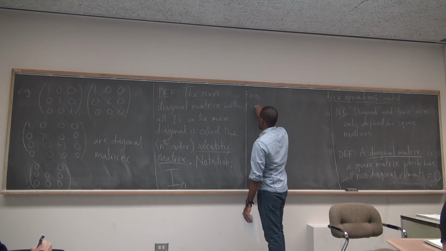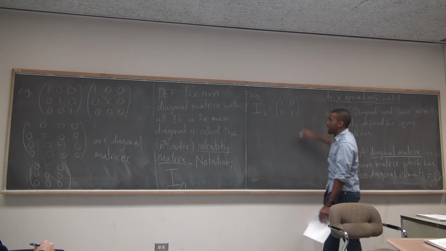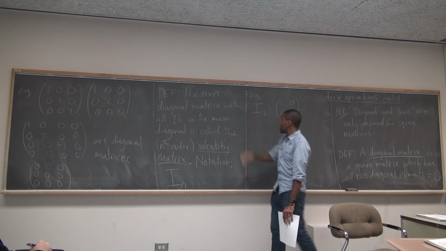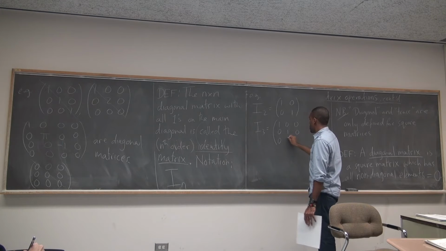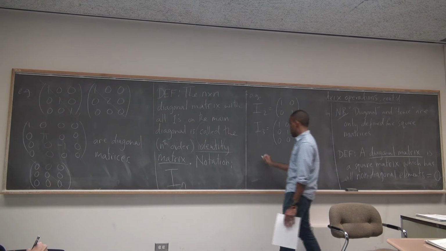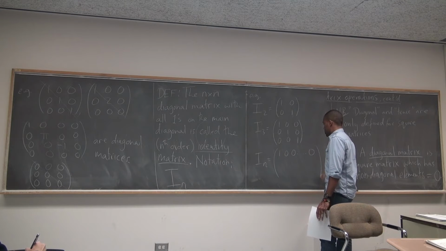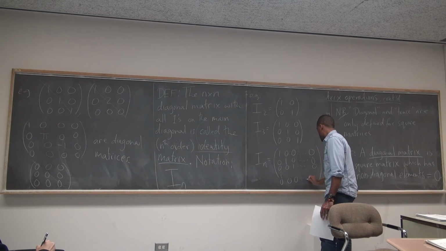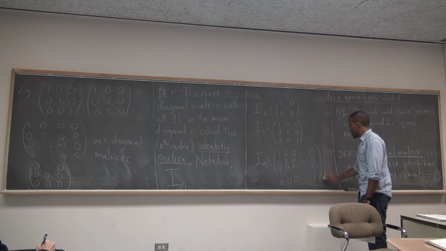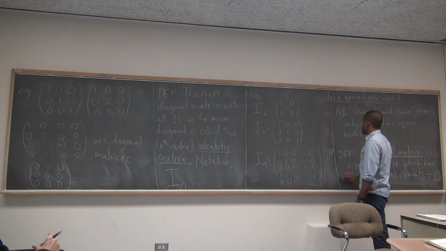Let's do some examples. For example, I2 is the 2 by 2 matrix that has all ones on the main diagonal. Since it's a diagonal matrix, it also has zeros everywhere else. I3 would be a 3 by 3 diagonal matrix where all diagonal elements are 1, and so on and so forth. So In is in general a matrix with 1, 0, 0, then 0, 1, 0, then 0, 0, 1, where you have n rows. And of course, it's a square matrix, so you'll also have n columns. This is called an identity matrix.